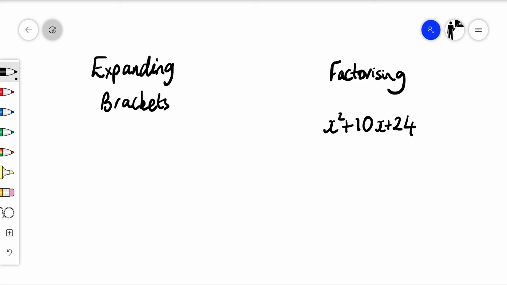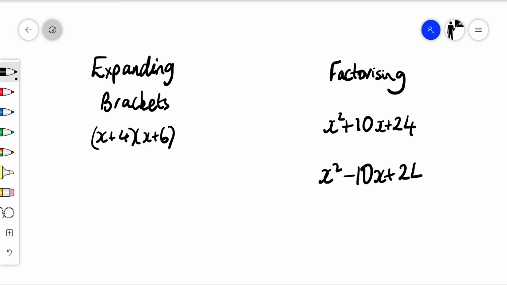And if we were to factorise that, we would get x plus 4, x plus 6. But what if the question was x squared minus 10x plus 24? Okay, that's a problem we're going to have a look at today.